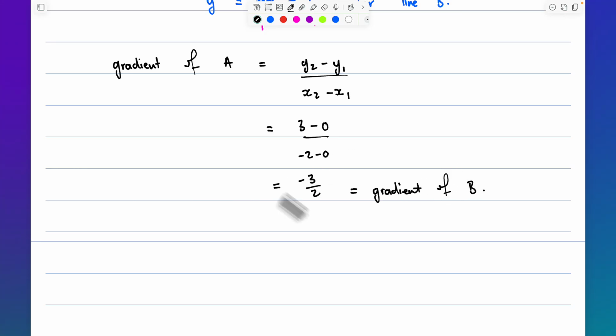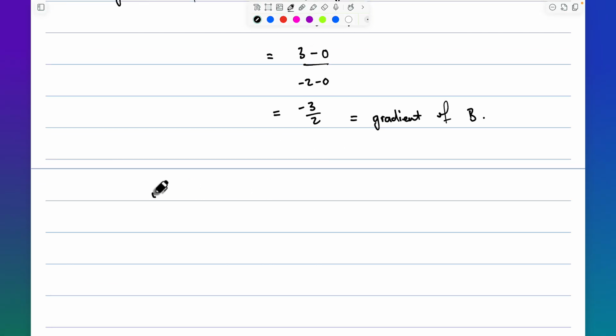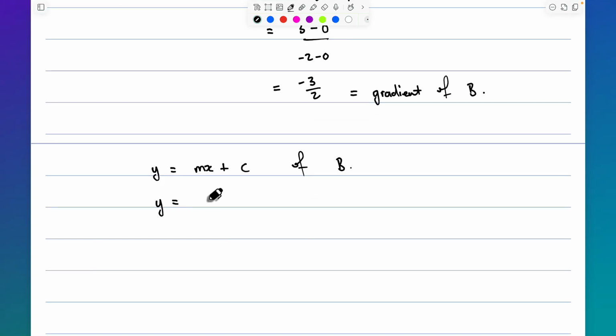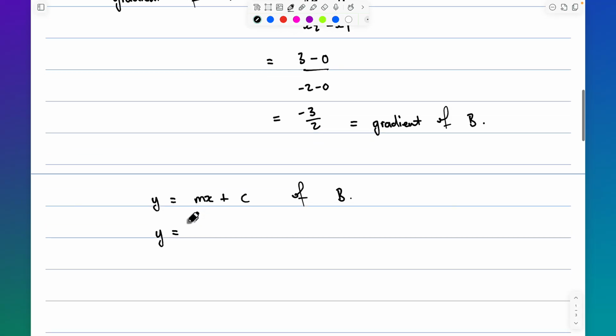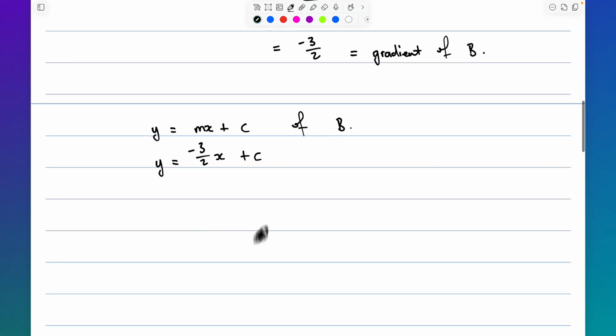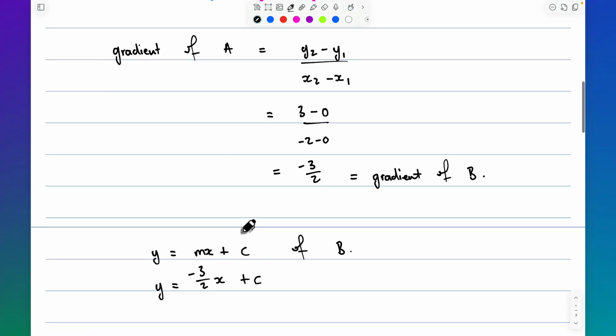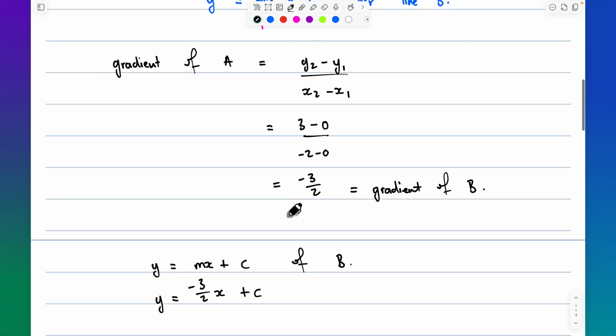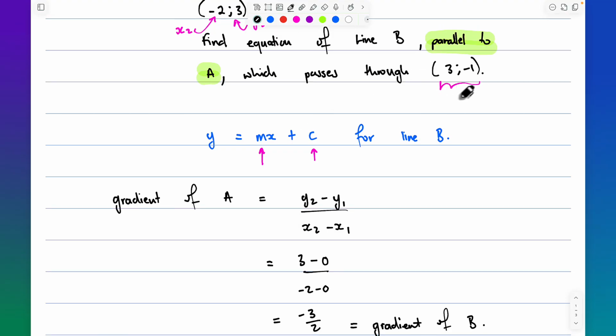So now we can just take this value as is, put it into the y is equal to mx plus c equation of B. So the equation of B is y is equal to negative 3 over 2x plus c. At this point, how you calculate the c is you say, okay, I need a point. The point that we've been given is 3 and negative 1.